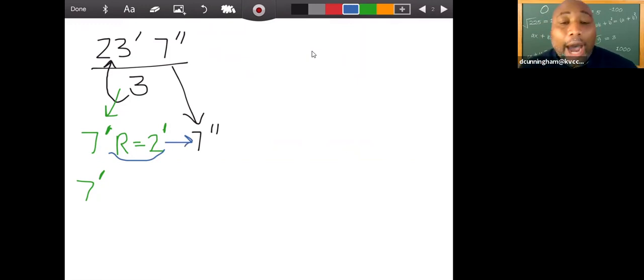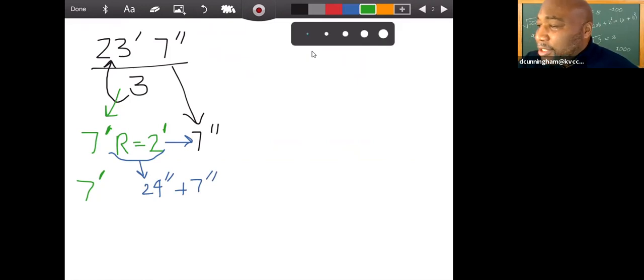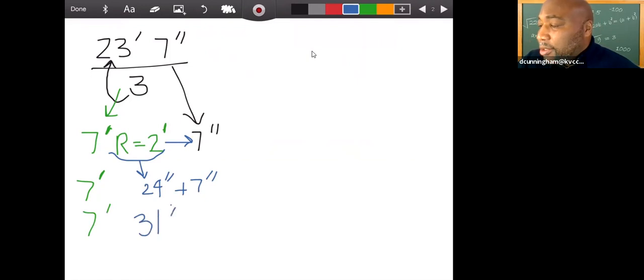So we need to know how to convert 2 feet into inches. We know that 12 inches equals 1 foot. So 12 times 2 gives me 24 inches. I'm going to add that to the 7 inches. So we have the 7 feet, and in this case, we have 31 inches.